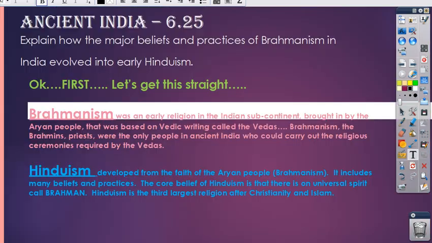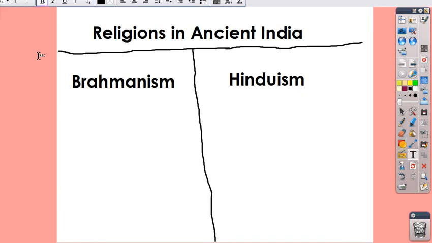Okay, we're going to look back at the slide that we were on that says Brahmanism. It was an early religion in the Indian subcontinent brought in by the Aryan people that was based on Vedic writing called the Vedas. Brahmanism, the Brahmins, which are priests, were the only people in ancient India who could carry out the religious ceremonies required by the Veda. So we're going to draw some notes out of there that we're going to add back to our chart. So first of all, we're going to tell where this came from. Alright, so Brahmanism.